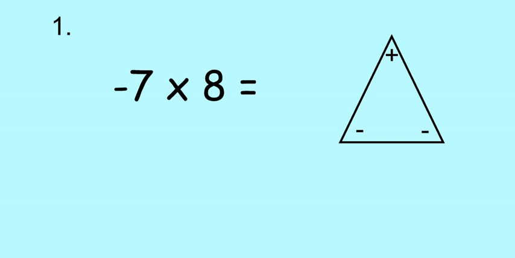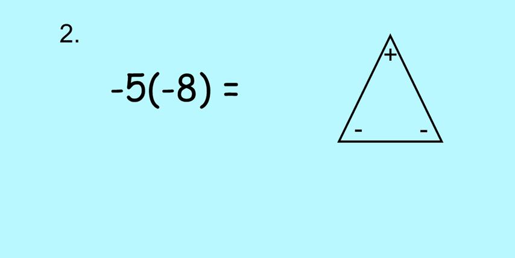Okay, so let's look at number 1. We have negative 7 times 8. What we're going to do is look at that triangle, and I'm going to cross out what I have. I have a negative sign, and I have a positive sign. So I cross out the positive sign. So my answer is going to be negative. So I'm going to put a negative here. And 7 times 8 has always been 56. So my answer is negative 56. Questions on that one? Okay, let's go ahead and go on to number 2.